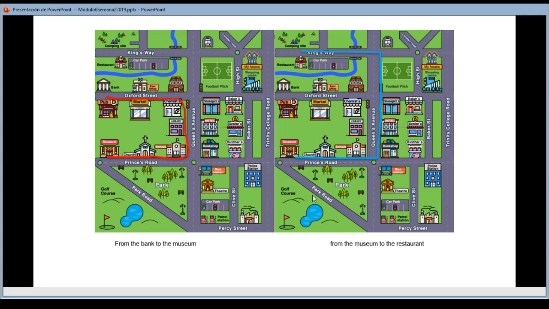Okay. And the next point, describe how to get from the museum to the restaurant. Yes, so this is the museum. I can follow this way, and then I arrive to the restaurant.